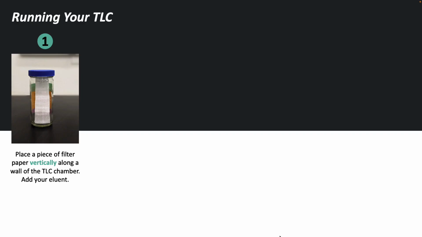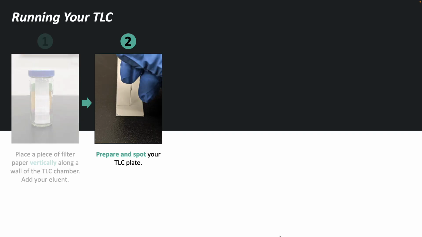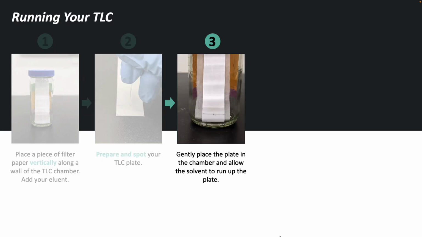So to run your TLC, you'll first begin by preparing your TLC chamber, a small glass jar with a lid. You'll place a piece of filter paper vertically along the wall of the chamber, and then you'll add your eluent, which is just another word for your mobile phase or your solvent system. You'll prepare and spot your TLC plate, as we just described, and then you'll gently place the plate into the chamber and allow the solvent to run up the plate.